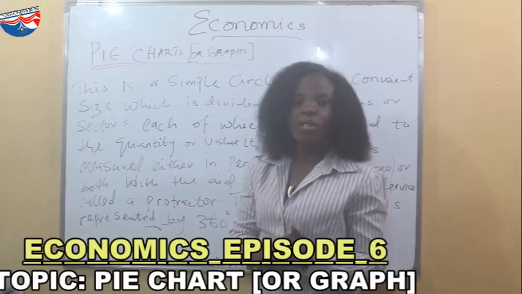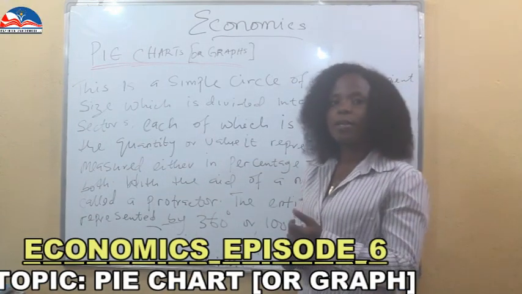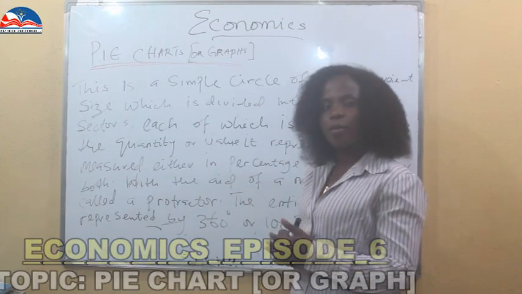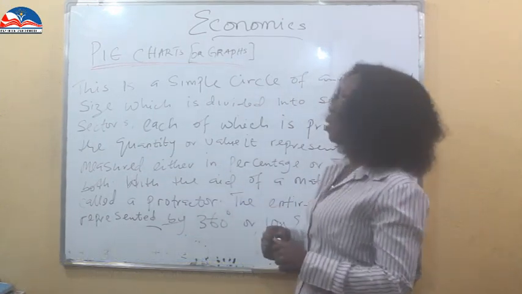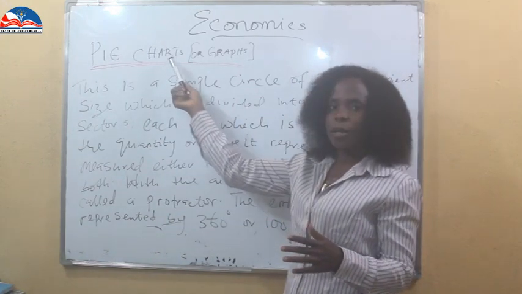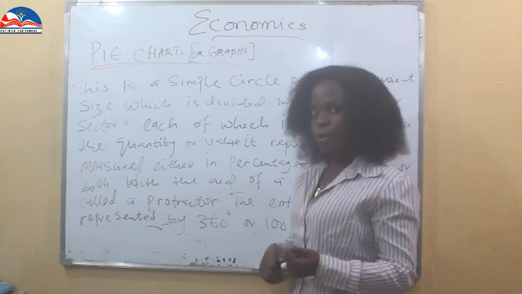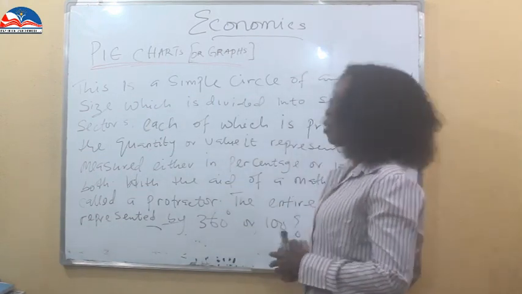In our economics class today, we are continuing from where we stopped in our last class, and that has to do with charts and tables we discussed previously. Today we are continuing on our charts. It's either pie charts or pie graph. What is a pie chart or what is a pie graph?